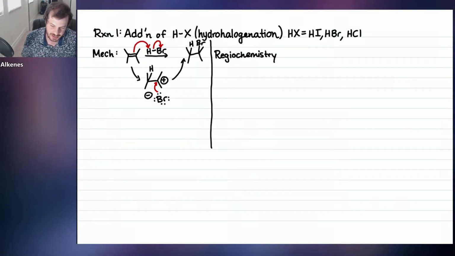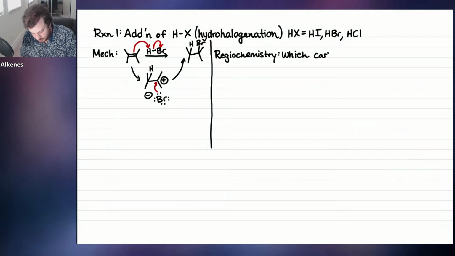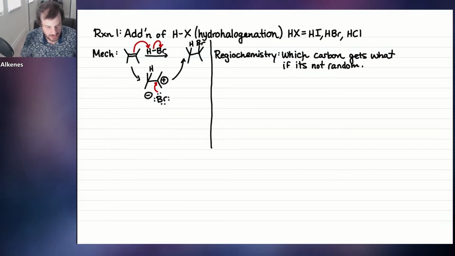Okay, it turns out that the carbocation that forms is not random. So regiochemistry answers the question, which carbon gets what? If it's not random, it turns out that it's going to have to do with the carbocation stability again. So now let's take a look at a different alkene. Let's choose an alkene that is not symmetric like the other one. Okay, so this alkene has 2 methyl groups on the left and 2 hydrogens on the right, not shown. And let's go ahead and react this alkene with HI.